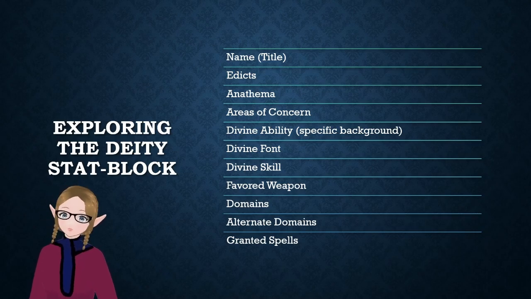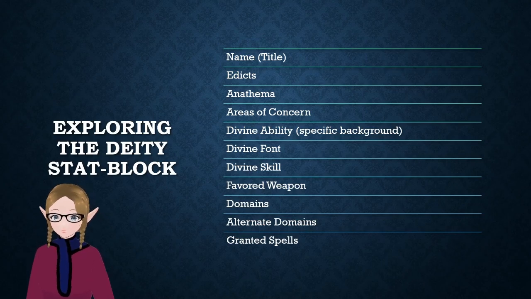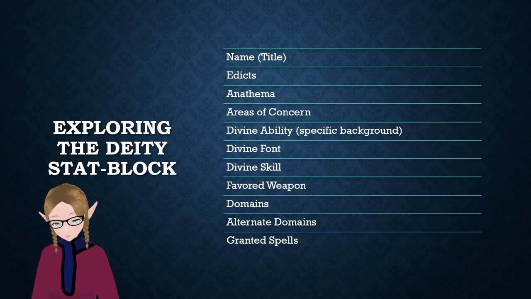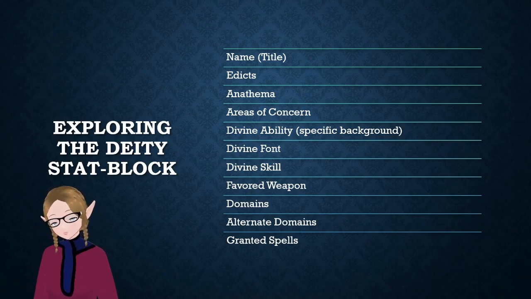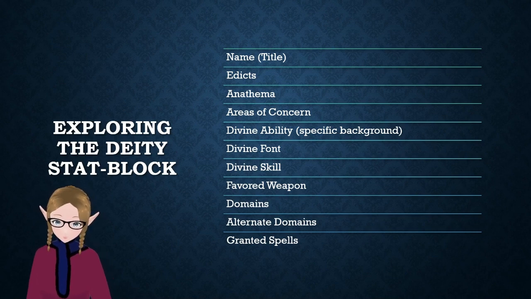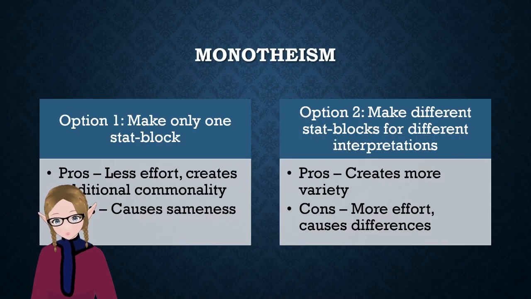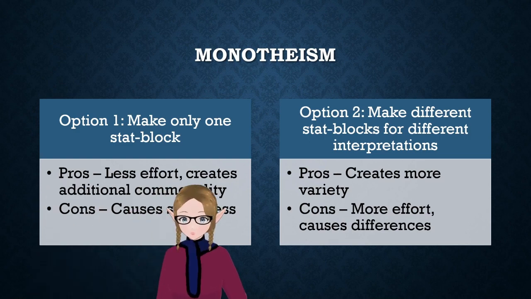At this point, I'm going to go into different ways to create deity stat blocks depending on the system of belief the world is built on. The systems I'm going to be covering today are monotheism, polytheism, henotheism, and dualism, as well as touching on a few others. So the first one I'm going to go into here is monotheism.